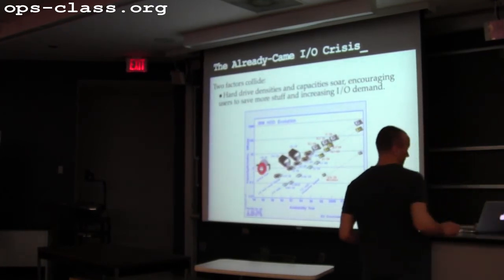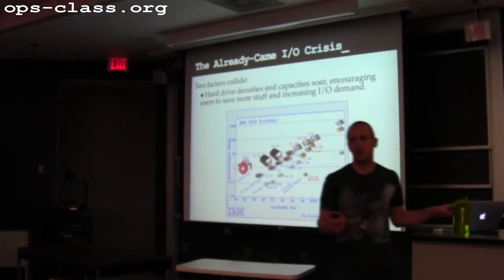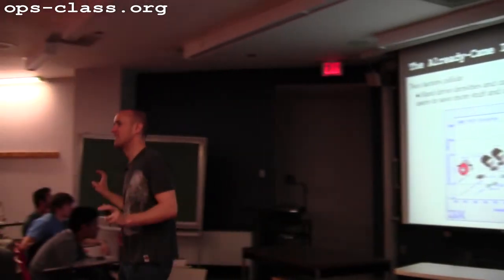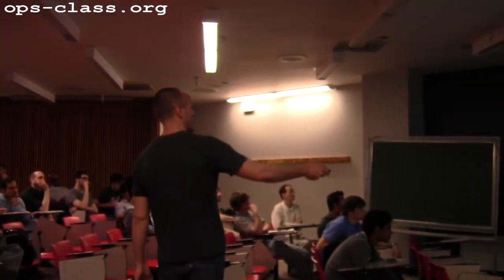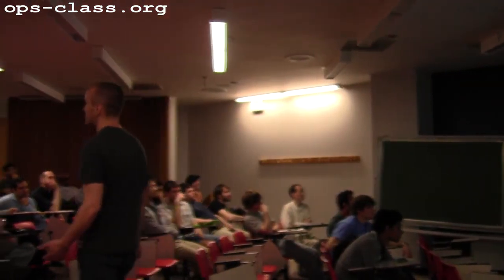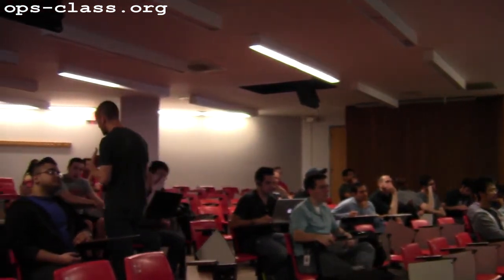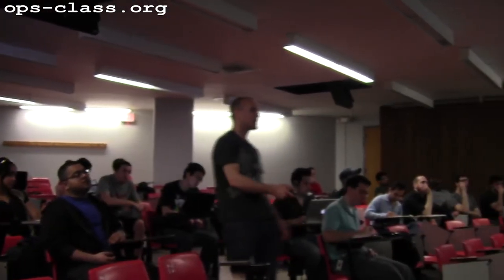So some of the file system design that we're going to discuss is motivated by what people refer to as the I/O crisis, okay? And the I/O crisis is created by two factors. One is that hard drive densities, as we mentioned a little bit in class before, have gone up, right? So we've figured out how to pack more and more bytes onto a platter and onto a disk, okay?